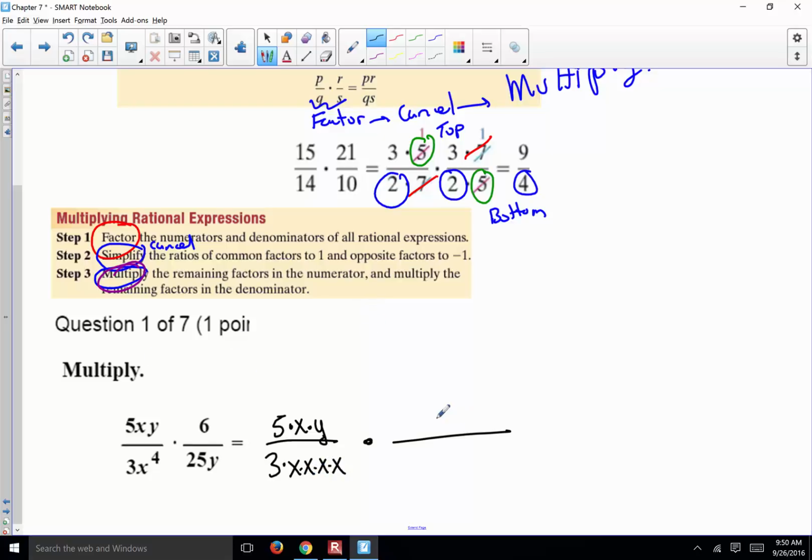Okay, 6. Can I break 6? Can I? I don't think so. 6 is a small number. Yes, we can. It's 2 times 3. 25. 5 and 5. And y.